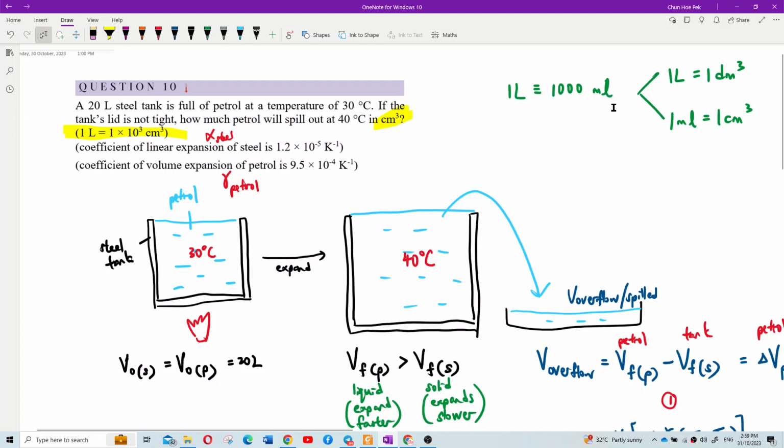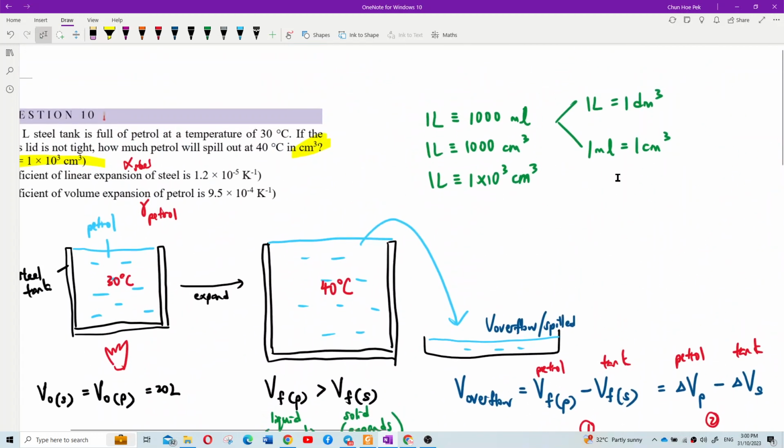So that means, yeah, 1 ml is 1 cm cube. So this ml can change to cm cube. So 1 liter is actually 1000 cm cube also. That's why he said 1 liter is 10^3 cm cube. 1 liter is 1 times 10^3 cm cube. Understand, class?